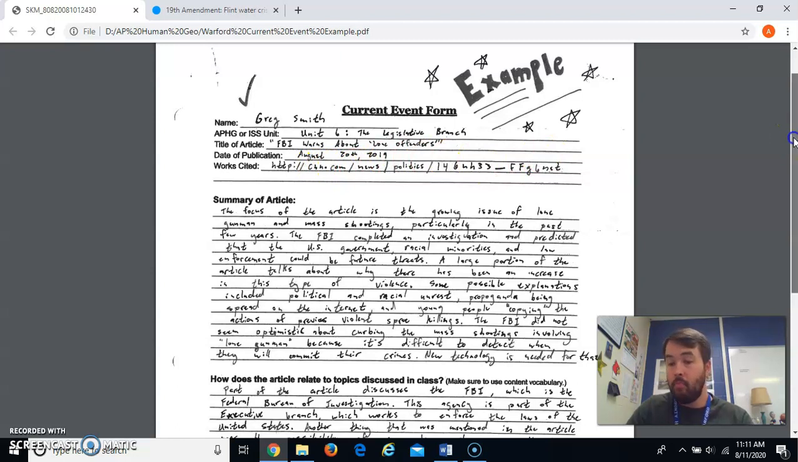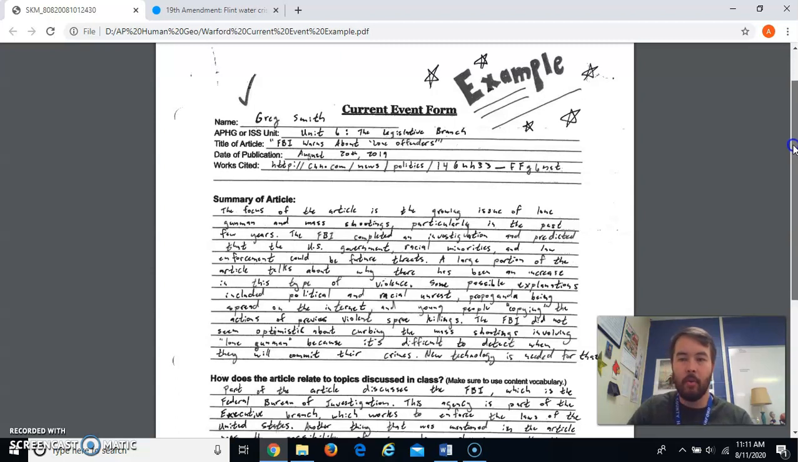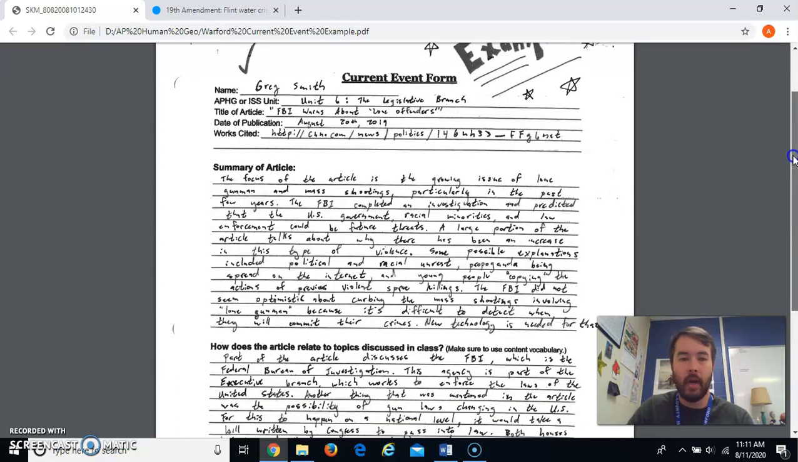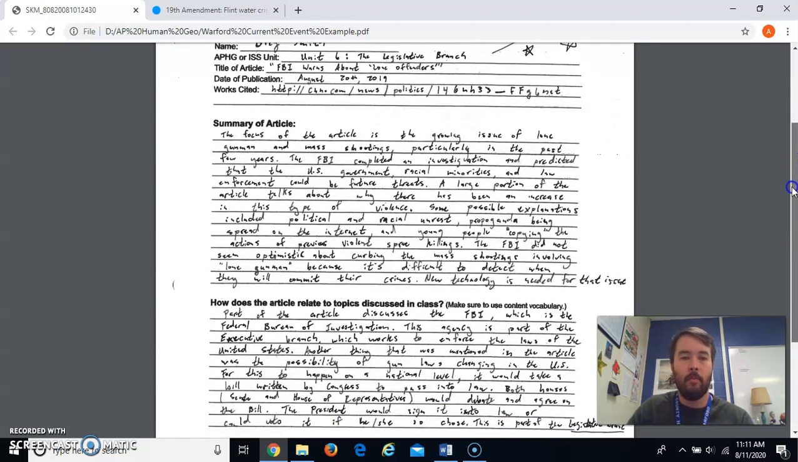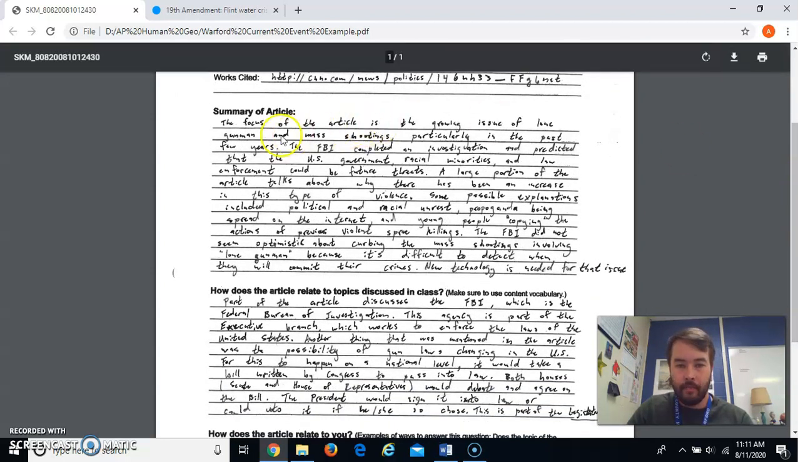At least last time I printed this off. The article may have disappeared on the internet by now because this is kind of old. But that's neither here nor there. So, summary of the article. Notice he filled up all the lines.